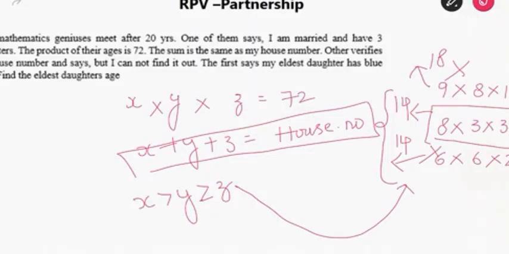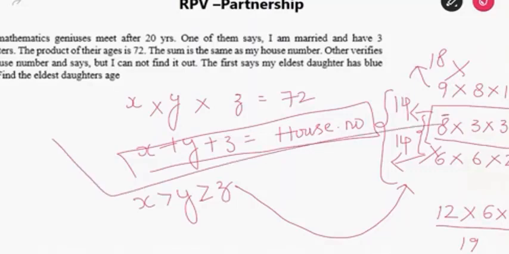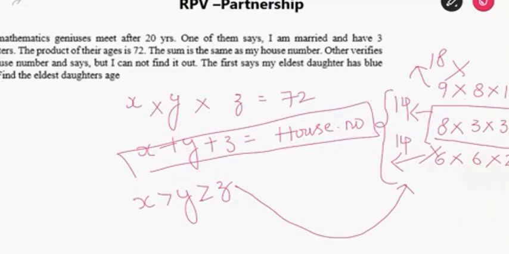See here, there are many things. Another possibility is also there, 12 into 6 into 1, which is nothing but 72, but the sum of ages will be 19, right? See here, in these two options only the house number will be matching, and again the eldest daughter must be here. Now the eldest daughter is nothing but 8 years. This option will be correct. Check out the options and do the question. That will be a very easy task for you.